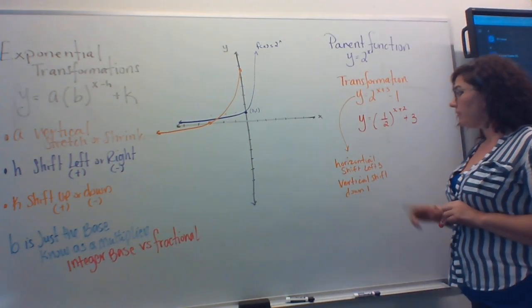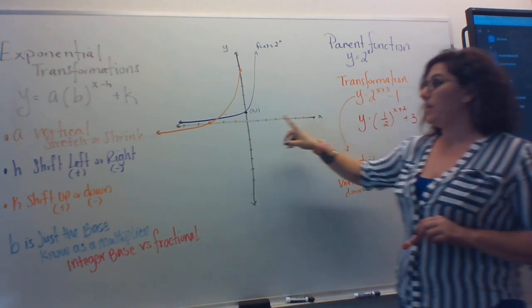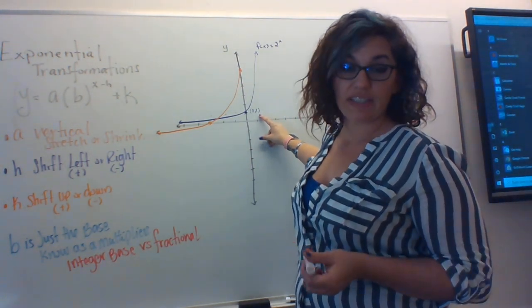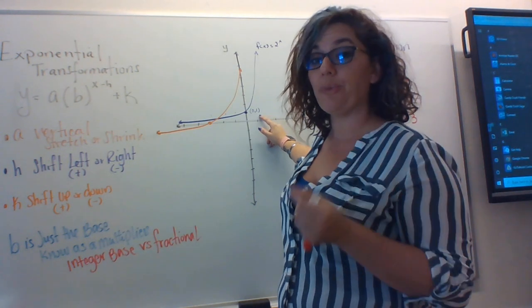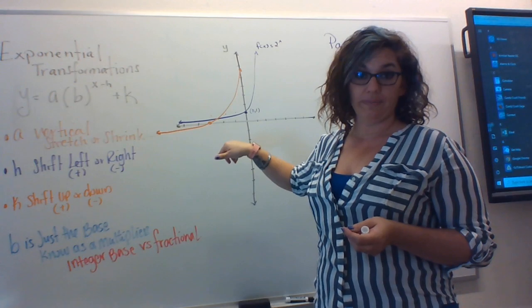So again, I pulled my transformations from the h and from the k. I went to what I knew about the parent functions, that it crossed the y-axis, so it was a known point. I took that point, I shifted it over 3, and then down 1, okay?